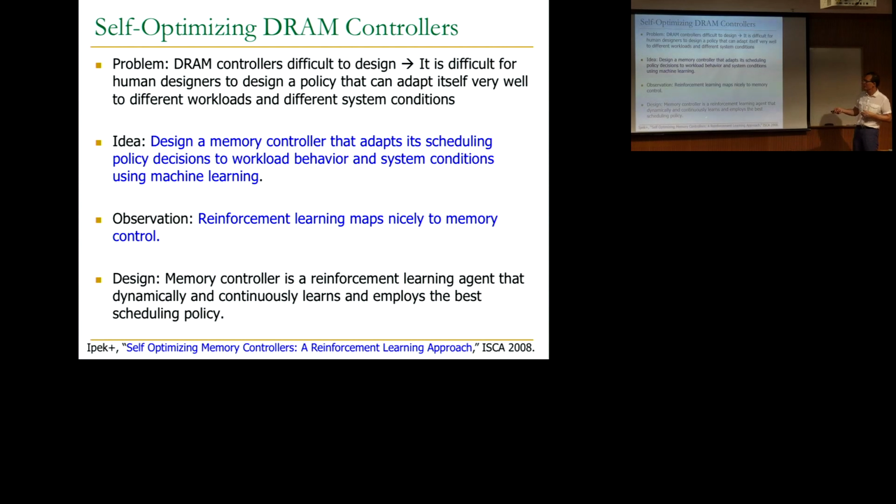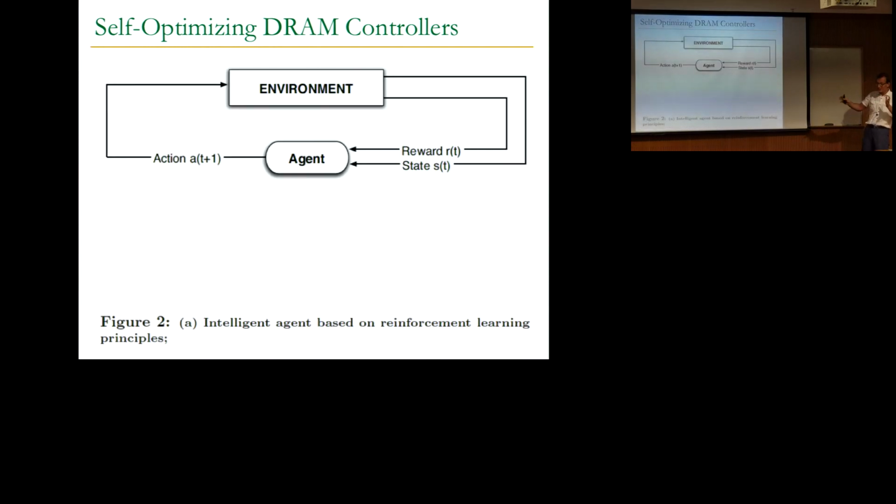So basically, our design was that the memory controller is a reinforcement learning agent that dynamically and continuously learns and employs the best scheduling policy. So how do you do that is the key question. This is a paper that I'm probably going to assign. But basically, if you look at a reinforcement learning agent, it interacts with its environment. It observes state, it observes the action it takes, and it observes the reward it gets. And given a state, it takes the action that maximizes the reward. Right. So basically, by associating the ringing of the bell, you're trying to maximize your reward, which is the food. And you take the action of going to the person to get that reward, right?